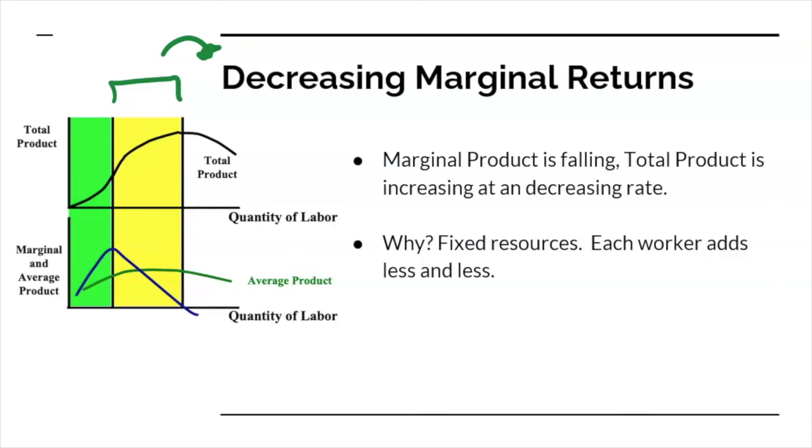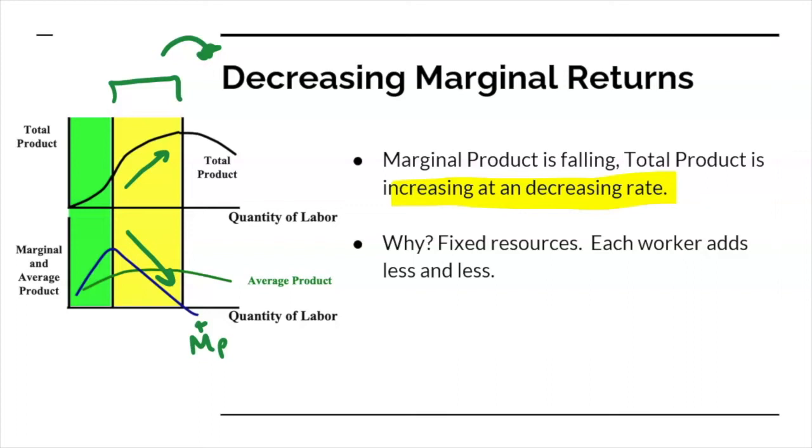If you notice, our marginal product, which is in blue right here, is decreasing. Our total product, however, is still increasing, but it's increasing at a decreasing rate, meaning the slope is more flat. While we're still producing more products, we're not producing as many products as before. And so here, why does this happen? Why is our marginal product falling, and why is our total product still increasing, albeit at a slower rate?